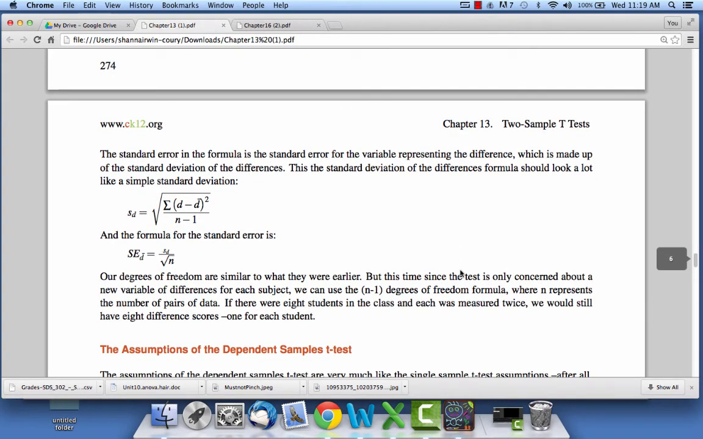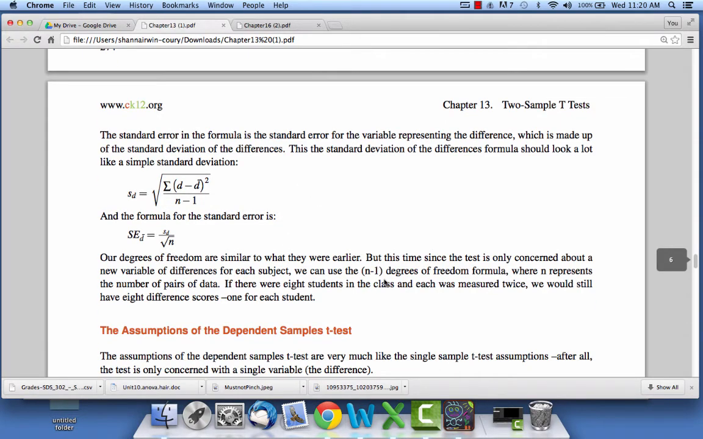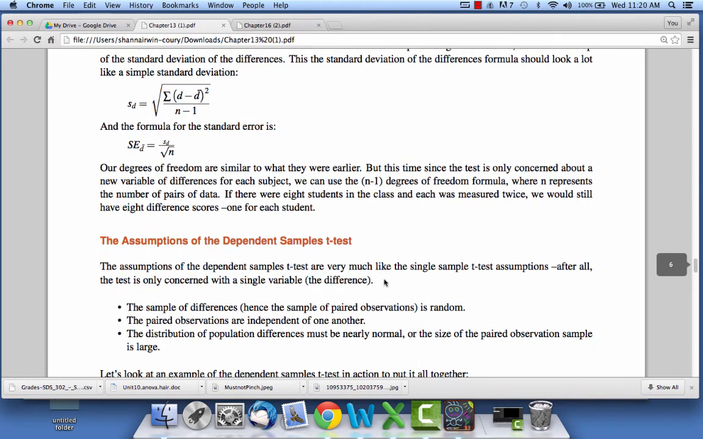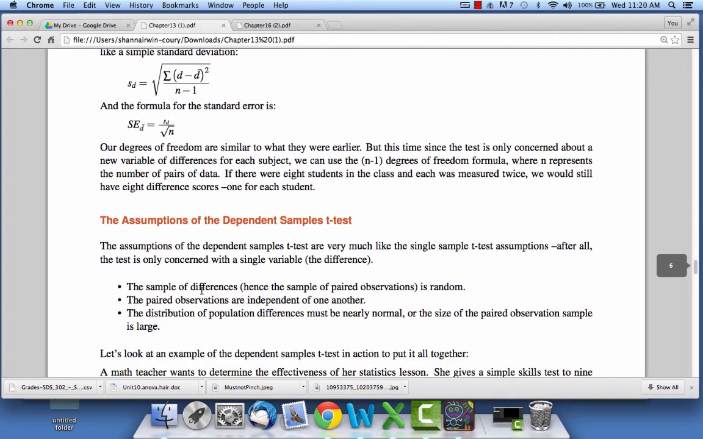So the degrees of freedom, we can go back to the normal thing because now we have pairs, right? So n, again, is the same. So we're just going to look at the list of differences, take the SD of that. Because it's still a mean, we're going to divide by root n. So this is going to be basically just like what we did before. It's just that we have to find differences first. The sample of differences is random. The paired observations are independent of one another. The distribution of population differences is nearly normal, or you have enough people.